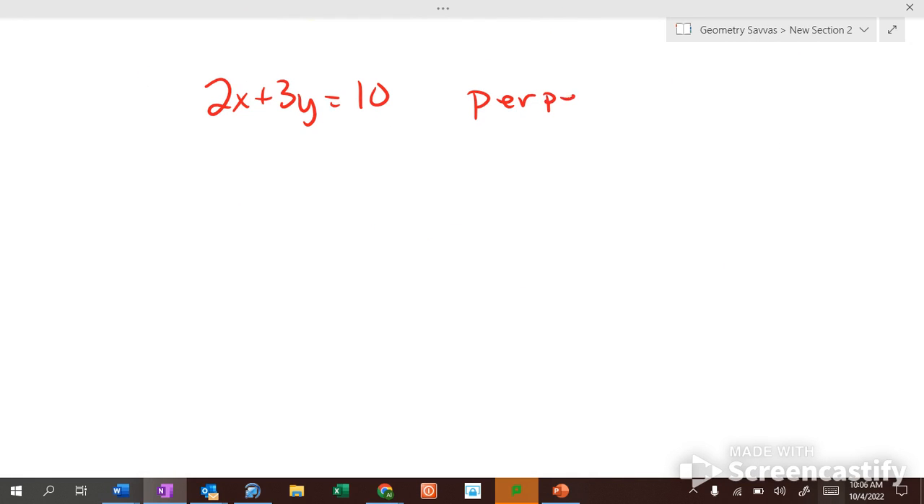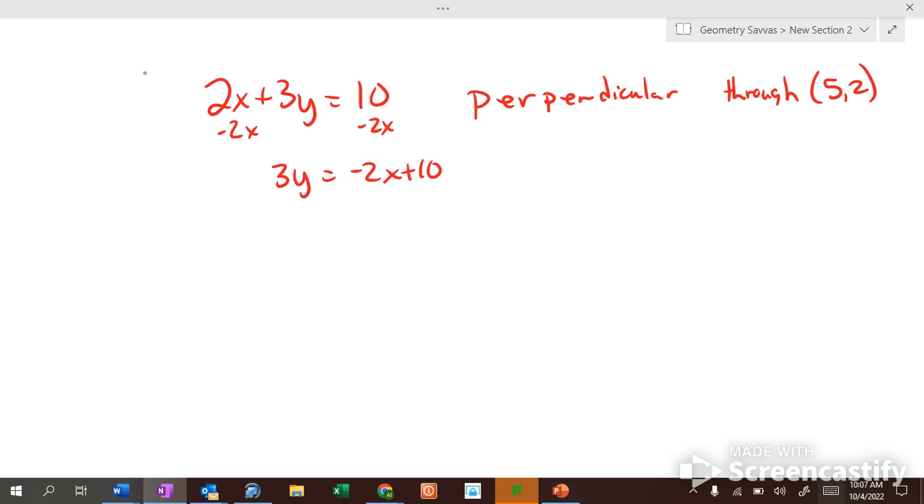Let's take the same problem. 2x plus 3y equals 10. And this time I want to go perpendicular through the point 5, 2. So we're going to go perpendicular to this line through that point. So first thing is I have to find the what of this line? The slope. To find the slope, I'm going to subtract 2x. So 3y equals negative 2x plus 10. And then I'm going to divide by 3. So y equals negative 2/3 x plus 10/3.